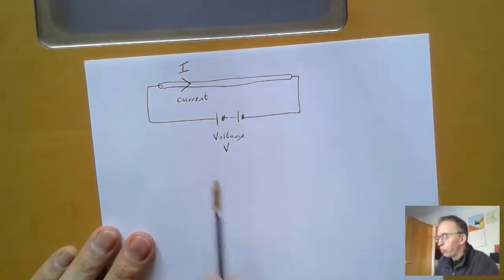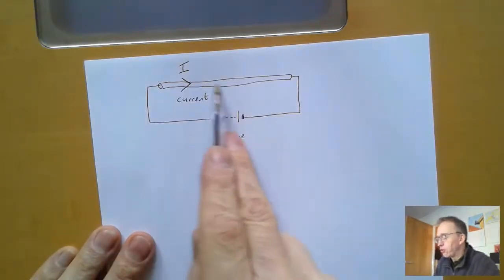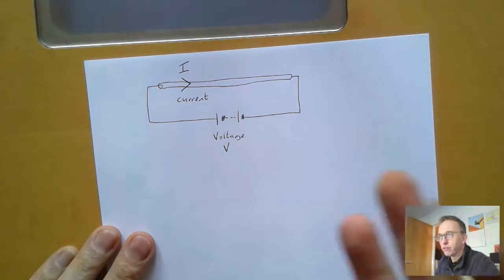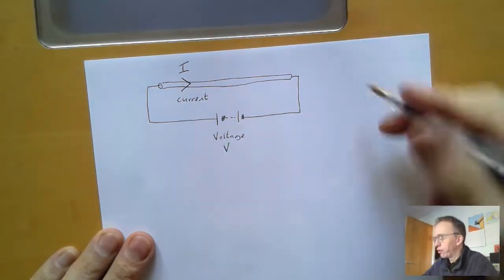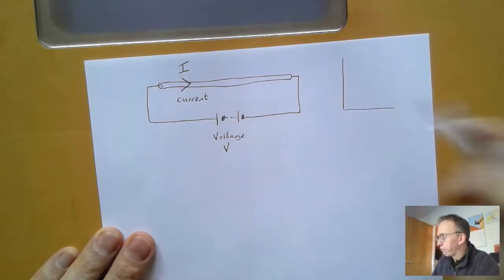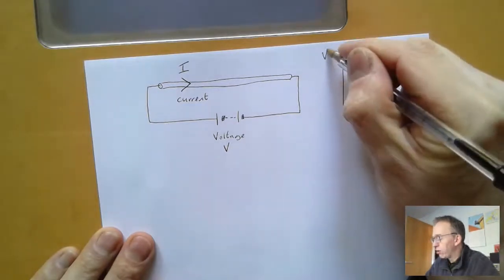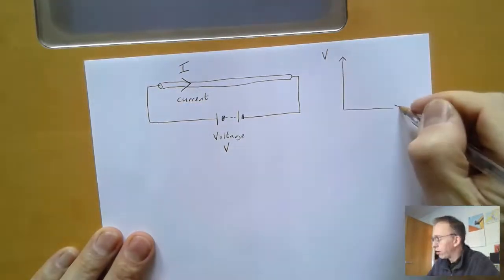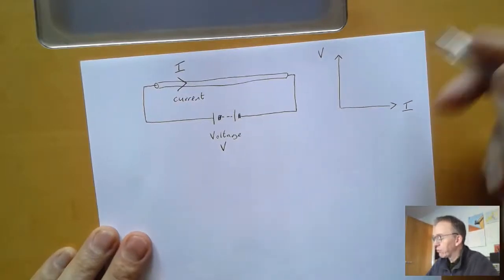Now, we did this experiment. We applied different voltages to a metallic conductor. Ours, I think, was a piece of constantan wire, and we measured the current that flowed through it. And when we plotted the results on a graph, we plotted the voltage applied on the y-axis and the current that flows on the x-axis, and it looked something like this.